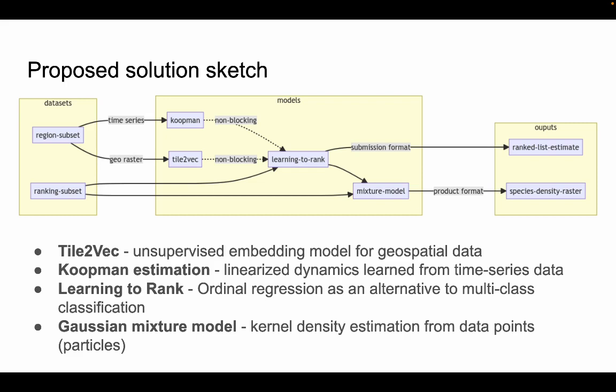The second is Koopman estimation. This is learning the dynamics of a system. And the way that these dynamics are learned are typically through linear methods like singular value decomposition. The third thing I wanted to play around with was ordinal regression. So instead of doing a multi-class classification, you can instead try to predict at a specific location what is the order of the species that would occur at a particular tile. And finally, I was interested in learning a little bit more about Gaussian mixture models.